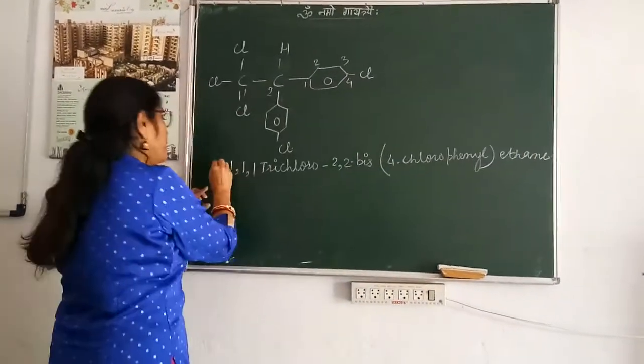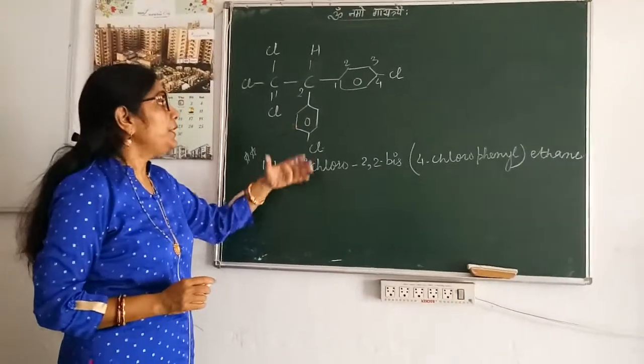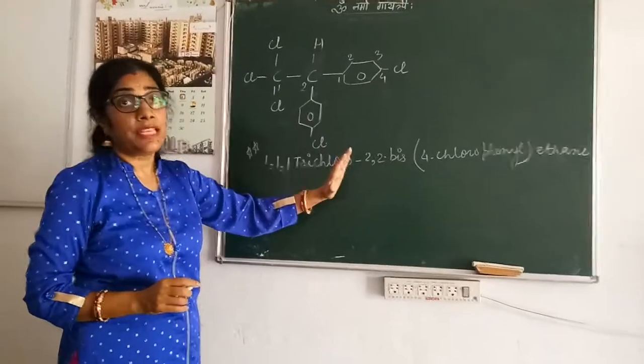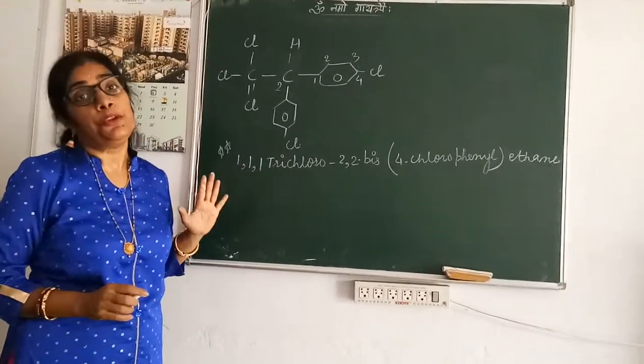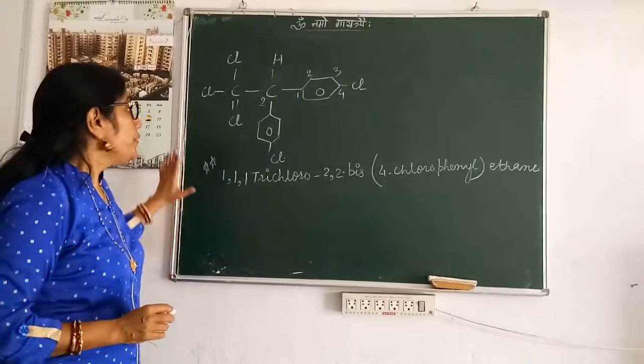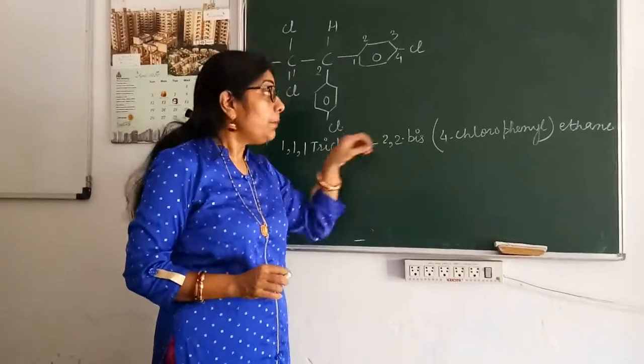Its IUPAC name is very important for MCQ questions, and its use, as I said, it's a powerful insecticide. But what is the drawback of DDT? It is non-biodegradable. Okay, so these are the important polyhalogenated compounds, my dear students.